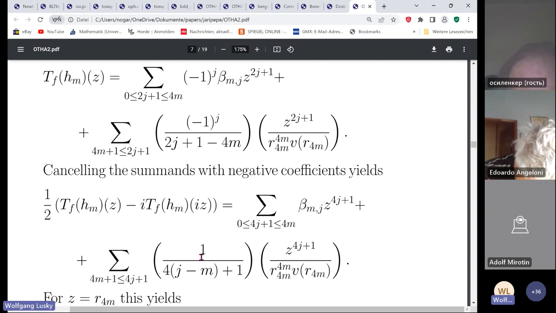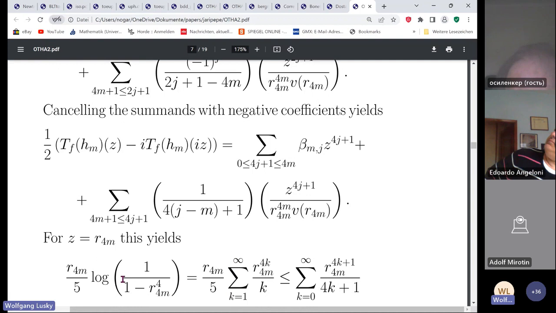Now, I want to consider this function more or less at this point, r sub 4m, which is, of course, an element in the open unit disk. And this yields the following estimate. So I start with this here. This is r sub 4m divided by 5 times logarithm of 1 over 1 minus r sub 4m to the 4. And I want to expand this logarithm into a series. Then it becomes this series times this factor. Now the next thing is to put this r sub 4m over here, and it becomes r sub 4m to the 4k plus 1. Then I put the 5 down here in the denominator, and I estimate it from below, make it smaller, then the whole thing becomes smaller, and it becomes this.